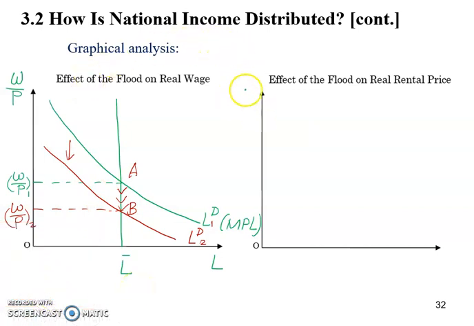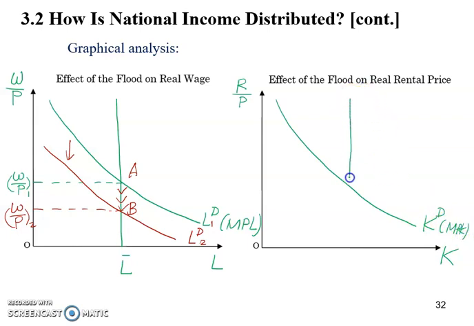Now let's check out what is going to happen in the capital market. Okay. Again, the vertical axis would be the real rental price, and here would be the quantity of capital, and we have this downward sloping KD, okay, capital demand curve, which is also the MPK curve, right? And we have this vertical supply curve, K bar, okay, because the input is given, and then the initial real rental price would be here. Okay, and let's say this is point A.